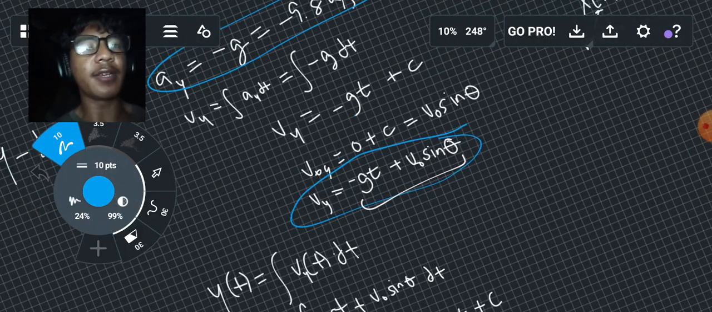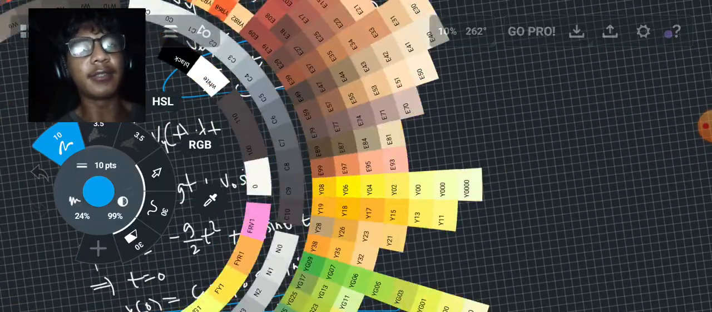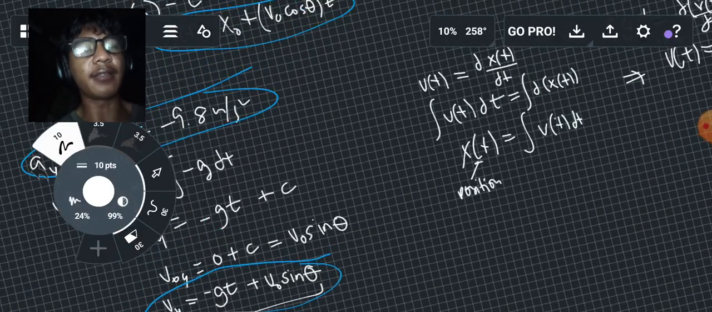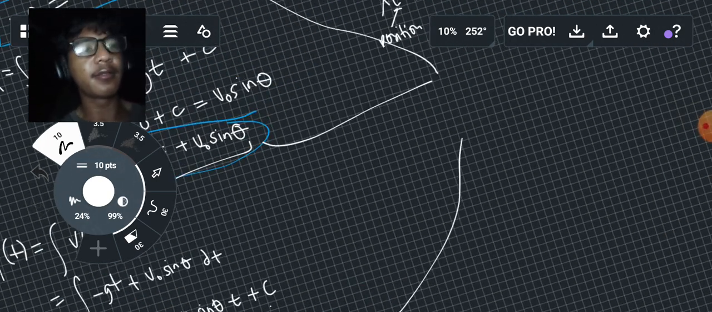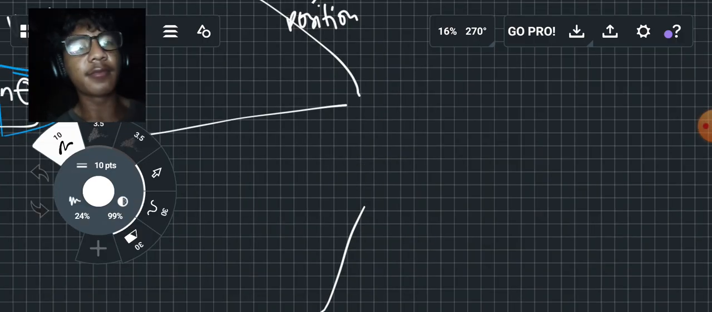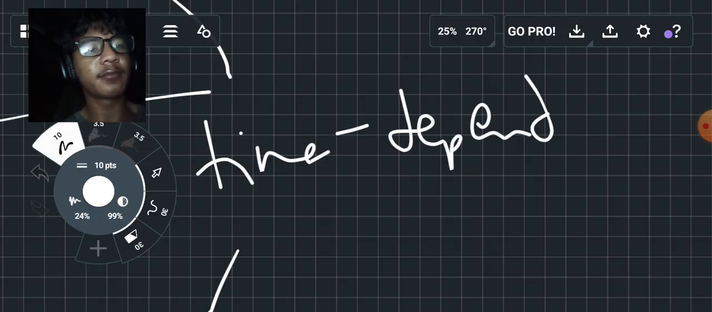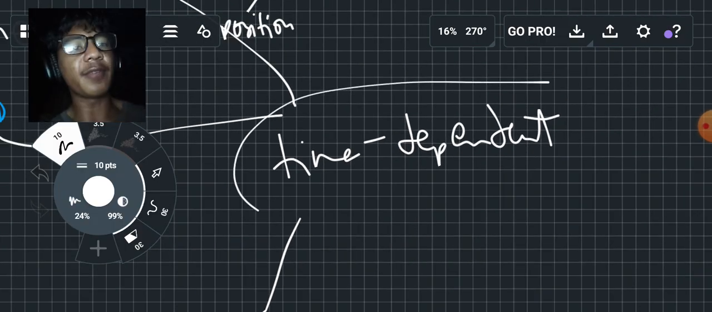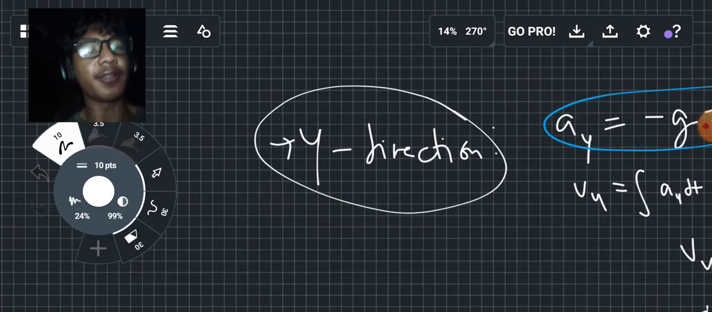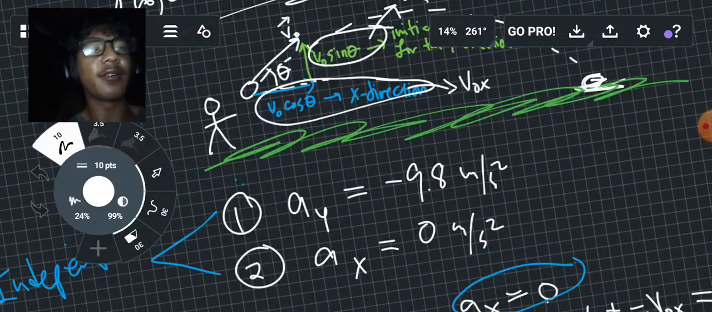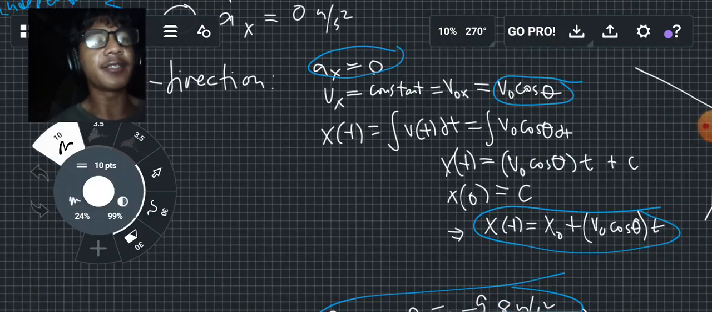So we all now have our time dependent formulas for the motion in the y direction of our projectile motion. Okay, so these are the formulas to remember.